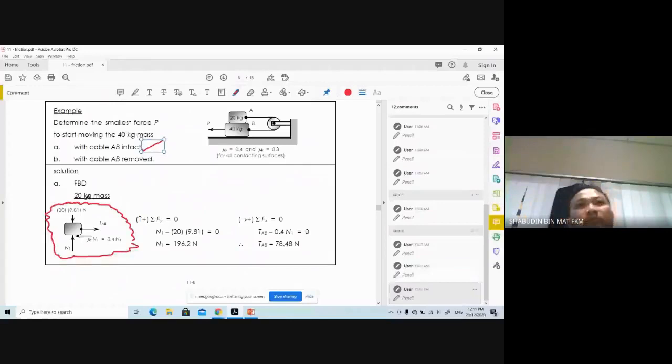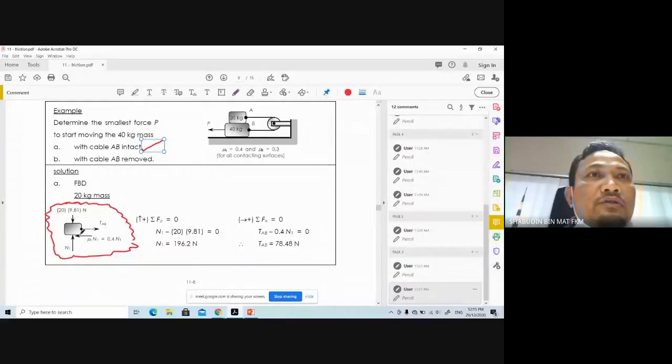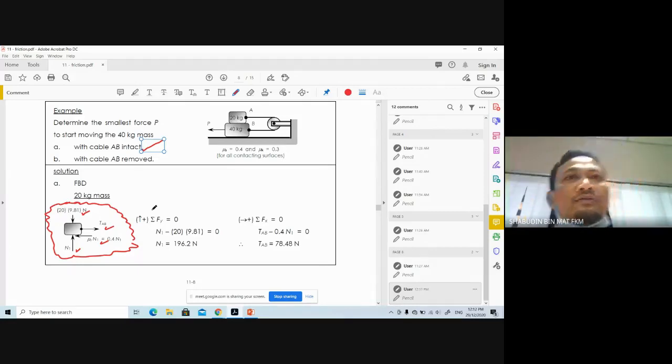What do you have? You have mg, you have N1, and you have mu s N1 and T_AB, the tension in AB. So in X you have N minus that, and in Y, straight away you can get N. Straight away you can get the tension in AB. Look at that, so easy.